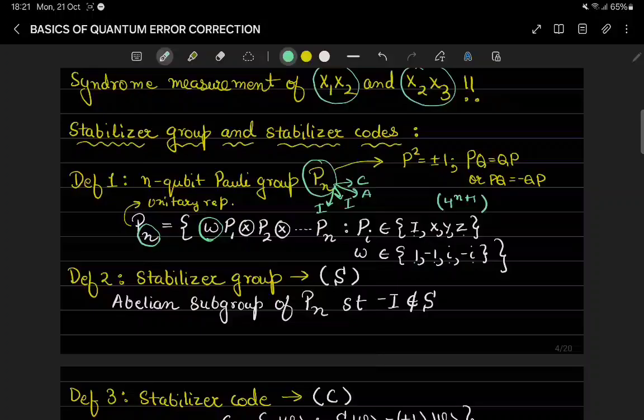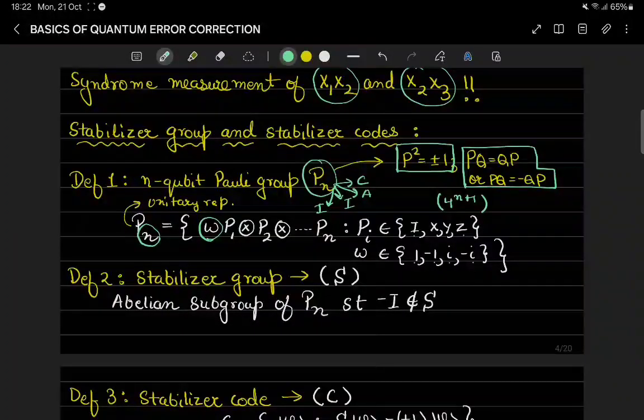The second definition is what a stabilizer group is. Before that, let's look at the properties. The square of any element of the Pauli group is plus 1 or minus 1. The elements of the Pauli group either commute with each other or anti-commute with each other, one of the two. These properties are simple to verify, and based on this we define the stabilizer group as an abelian subgroup of the Pauli group, such that an important condition is that minus identity, which belongs in the Pauli group, does not belong to the stabilizer group.